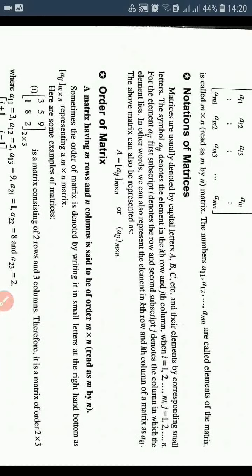Now we are coming to the definition. Actually, what definition do we give to the matrix? A matrix is an ordered rectangular array of numbers or functions. Matrices is the plural of matrix.